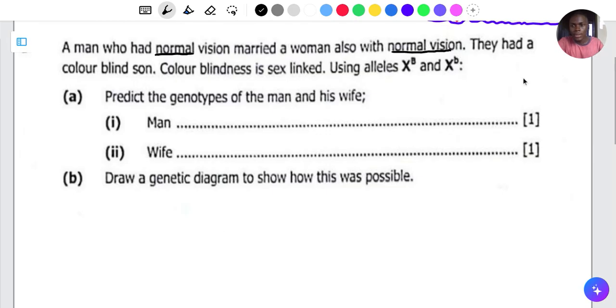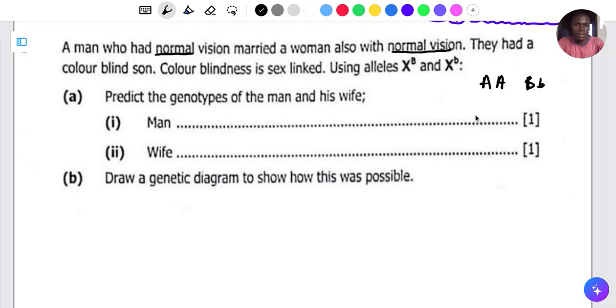So the first one is saying predict the genotype of the man and his wife. Genotypes are represented by alleles like AA, or we can say capital letter B and small letter b. Here we are talking about sex linked, meaning we are going to focus on the sex chromosomes. Then question B says draw a genetic diagram to show how this was possible.